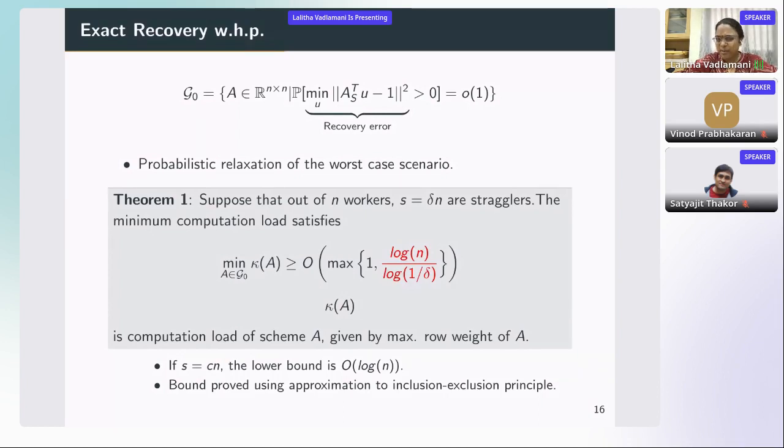What is this probability over? It is over the set of all subsets S of the n workers. So what is meant by with high probability here, and over which space are we taking the probability? We are assuming that we are picking size-s subsets of n, all of them equally likely, and the probability is calculated over that space.